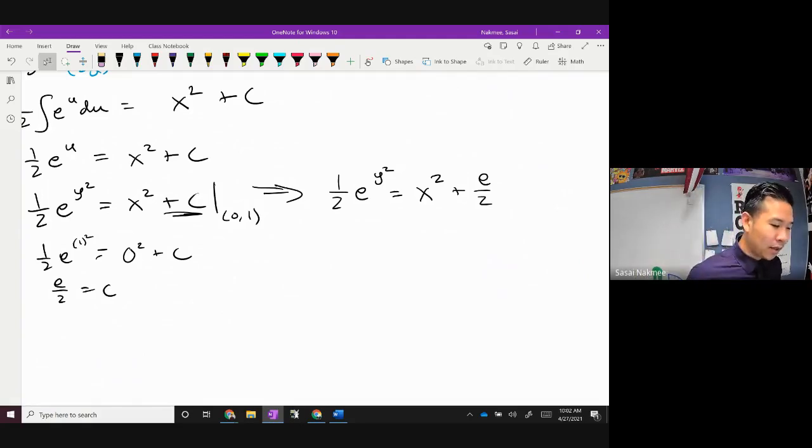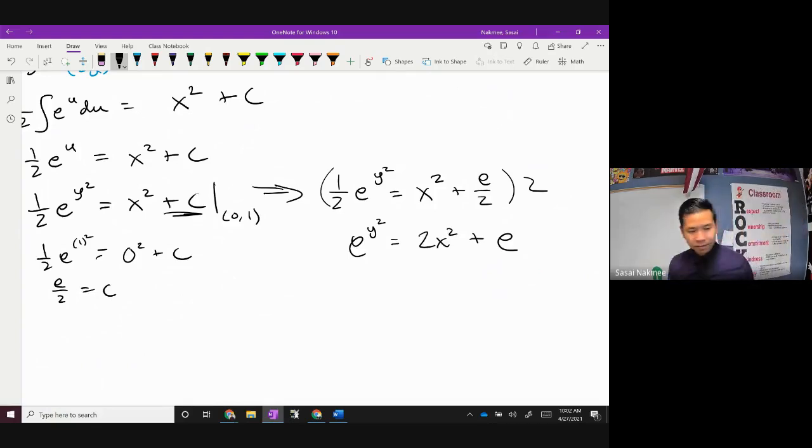If you want to find out what y is equal to, though, this is now going to be testing your algebra skills. Are you good at getting your y by itself? The first thing I would do is get rid of the fractions here. I don't like having fractions when I'm trying to get y by itself. So I multiply everything by 2. When I multiply everything by 2, I end up with e to the y squared is equal to 2x squared plus e. All right?